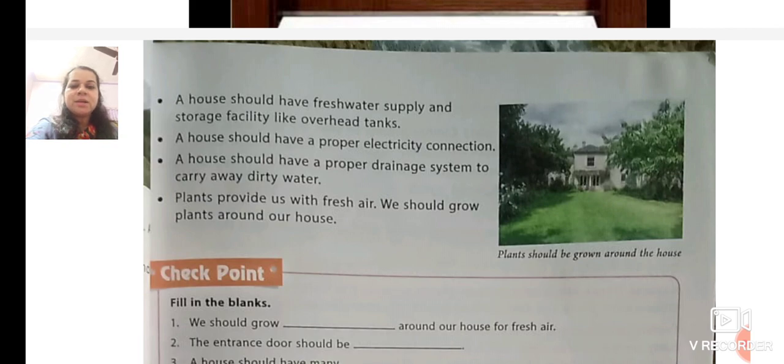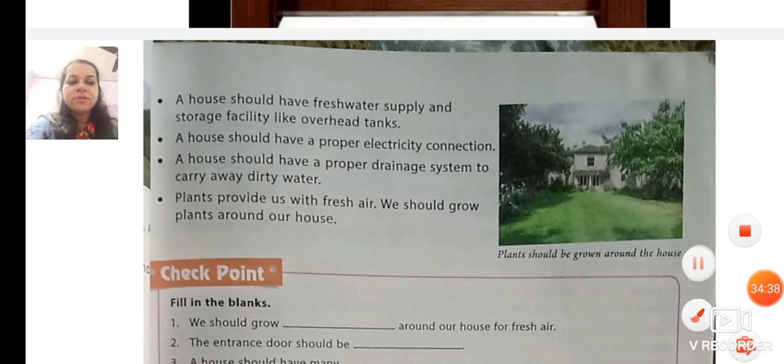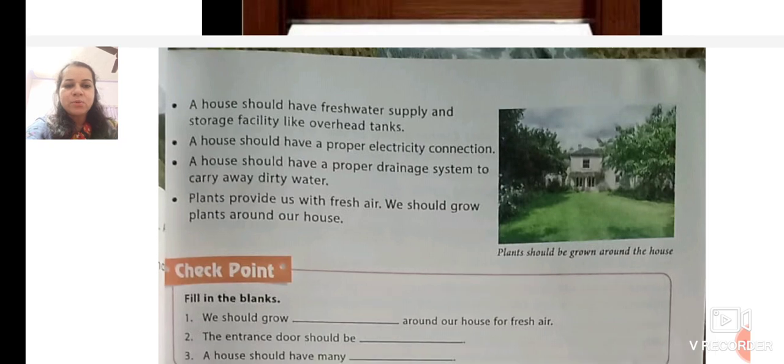Next point is, plants provide us with fresh air. We should grow plants around our house. We get fresh air from the plants and from the trees. If we grow plants around our house, what will happen? We will get fresh air. Fresh air is so important for us, so that we will feel fresh and we can breathe fresh air. So we should grow plants around our house.